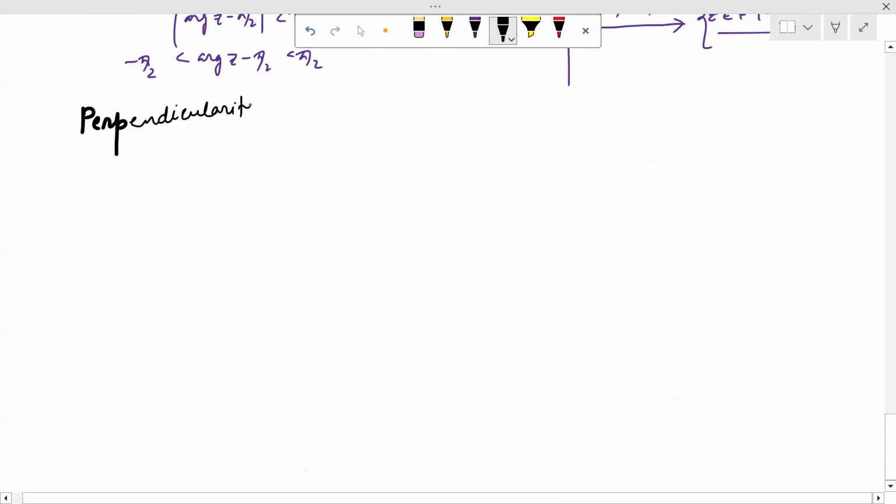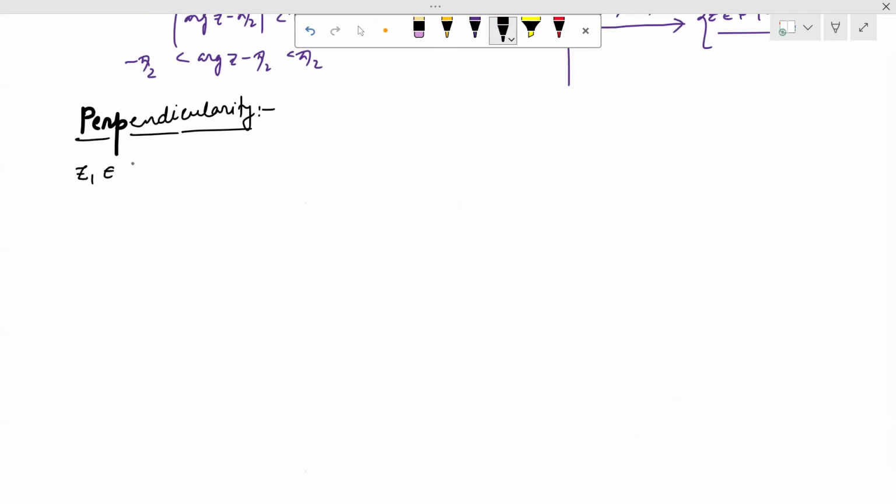Now let us see how. Suppose that Z1 and Z2 are two non-zero complex numbers, and it has been given to you that Z1 Z2 bar plus Z1 bar Z2 is equal to 0.